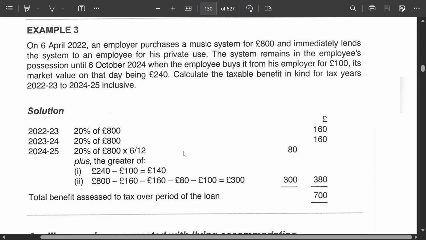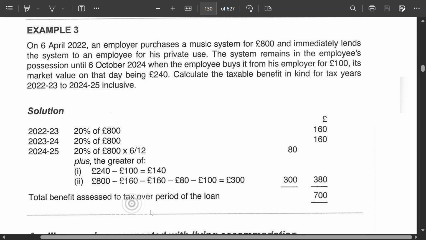Okay, so they have done it the correct way, which is the benefit for 24-25, which will turn out to be first 80, because it's always 20%. But because this one, in this year, is for 6 months, 800 times 6 by 12 is 80, which is half of the previous 2 years. Now, plus there is a transfer happening in this year. The employee is buying it from the employer for £100, but the market value on that date is 240.